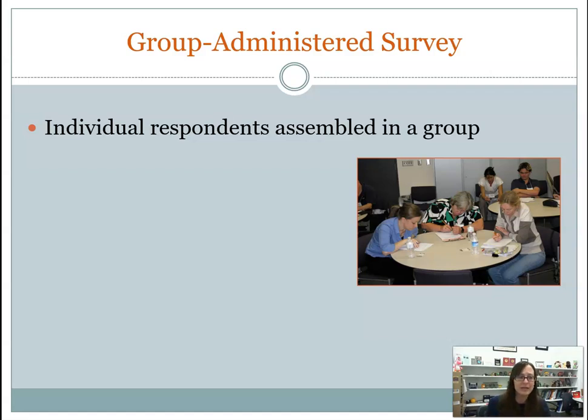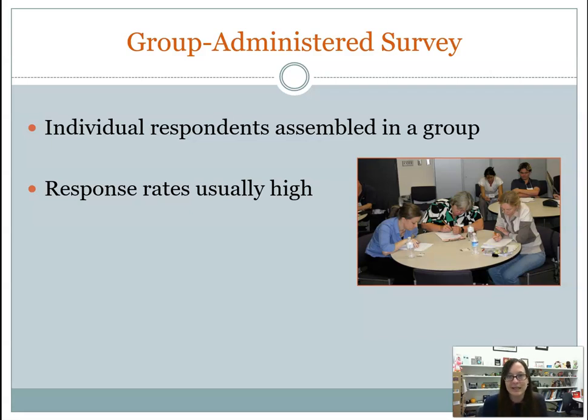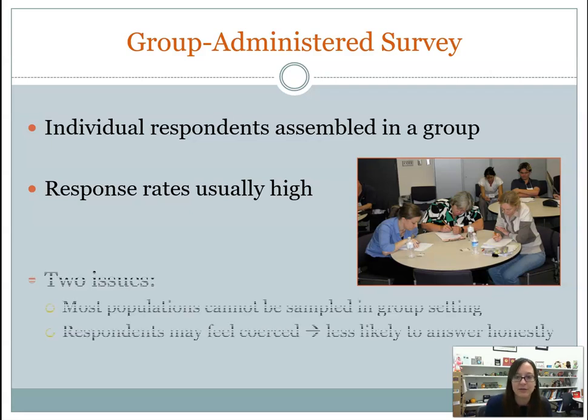Or you have employees of a particular company. Everybody in one department comes together and they get a half hour off work to do this or something like that. Response rates tend to be really high for these because you already have everybody there, and the mindset is, since everybody around me is doing it, I may as well do it. So response rates are typically pretty high for these group administered surveys.